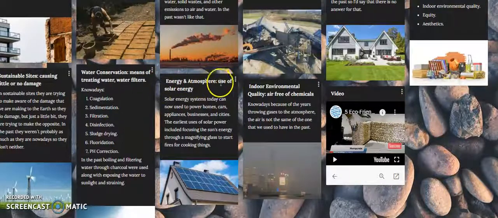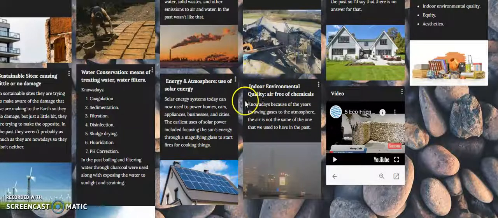Energy and atmosphere: use of solar energy. Solar energy systems today can be used to power homes, cars, appliances, businesses, and cities. The earliest uses of solar energy included focusing the sun's energy through a magnifying glass to start fires for cooking things.